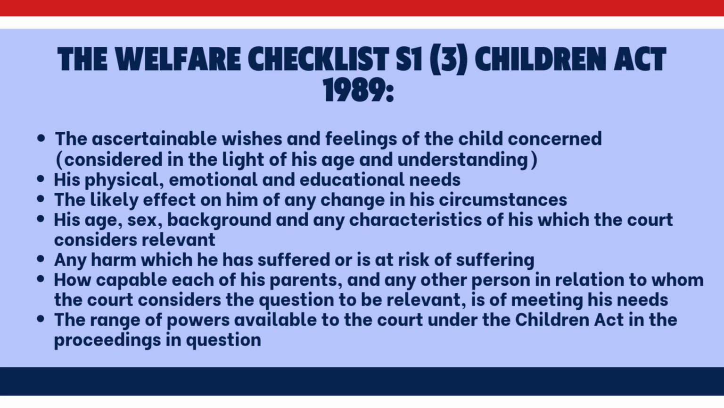Next, any harm which he has suffered or is at risk of suffering. For example, if one of the parents or carers has a history of violence, the court is less likely to give weight to that individual's wishes and feelings regarding the child. This is to safeguard the child and prevent any risk of harm.